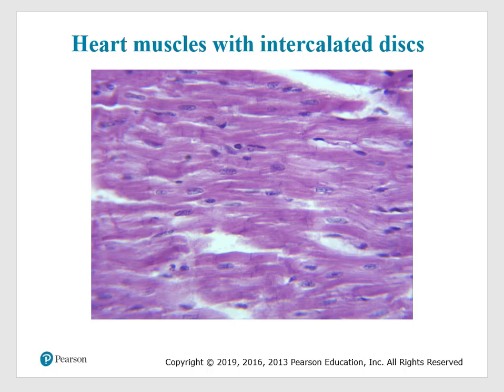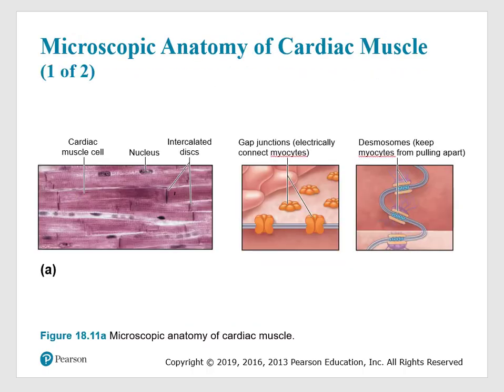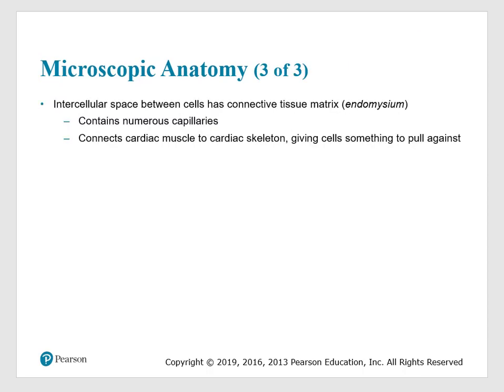So here's a picture of the gap junctions and desmosomes that form the intercalated discs. And you can see over here these lines, these are your intercalated discs that are found in between the two cardiac muscles, more prominently visible in this slide over there.